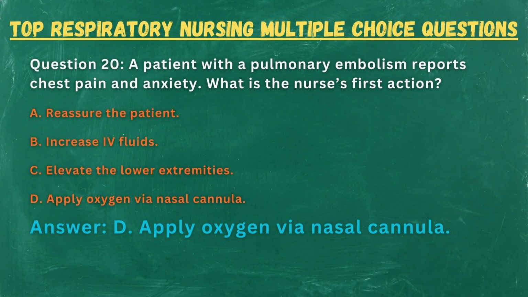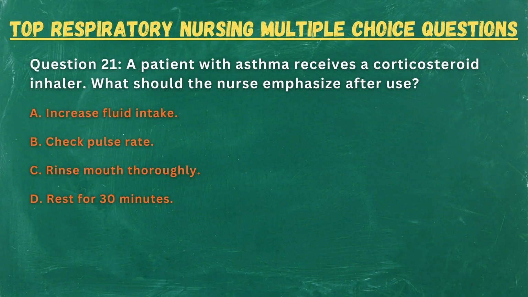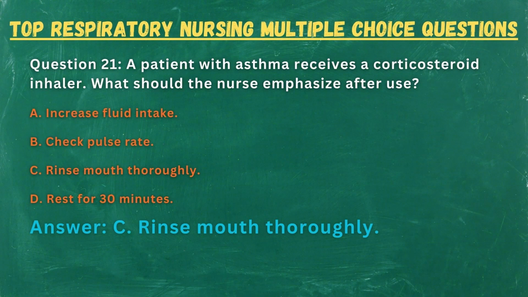Answer. D. Apply oxygen via nasal cannula. Question 21. A patient with asthma receives a corticosteroid inhaler. What should the nurse emphasize after use? A. Increase fluid intake. B. Check pulse rate. C. Rinse mouth thoroughly. D. Rest for 30 minutes. Answer. C. Rinse mouth thoroughly.